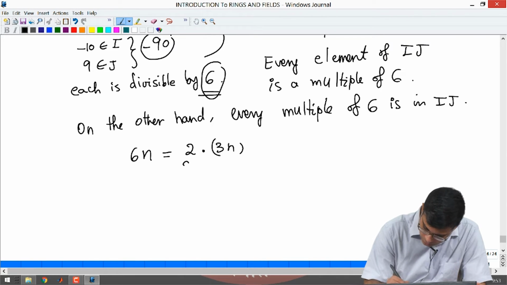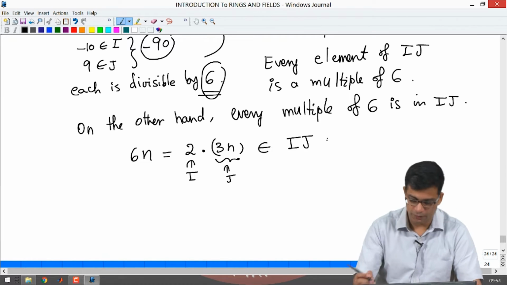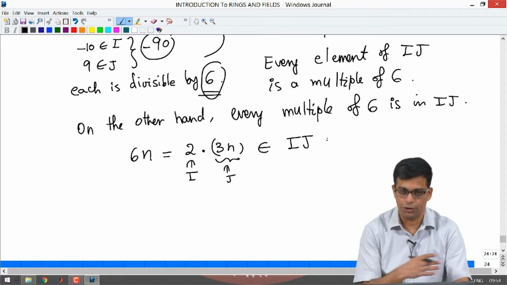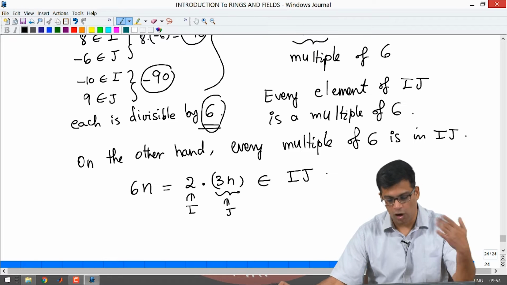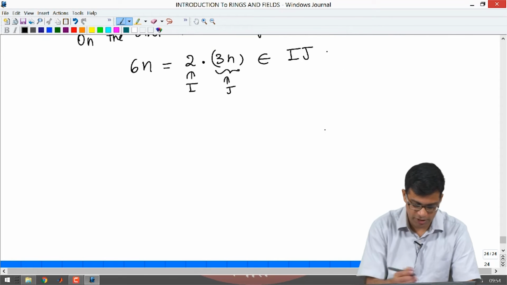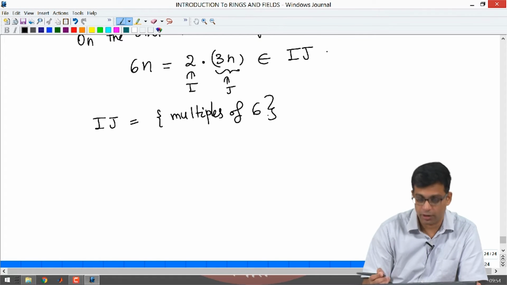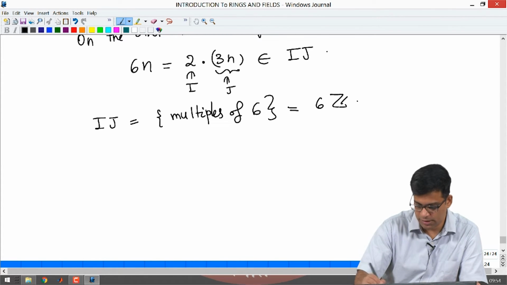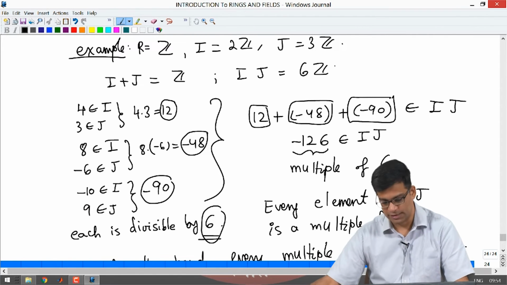So, this is in I by definition, this is in J. So, 6n is in IJ. In fact, 6n is just a single product, you do not even need to take finite sum of such products. So, IJ contains all multiples of 6, every element of IJ is a multiple of 6. So, IJ is exactly multiples of 6, and there is a symbol for that, right. IJ is precisely 6Z. So, I will write that here, IJ is 6Z.